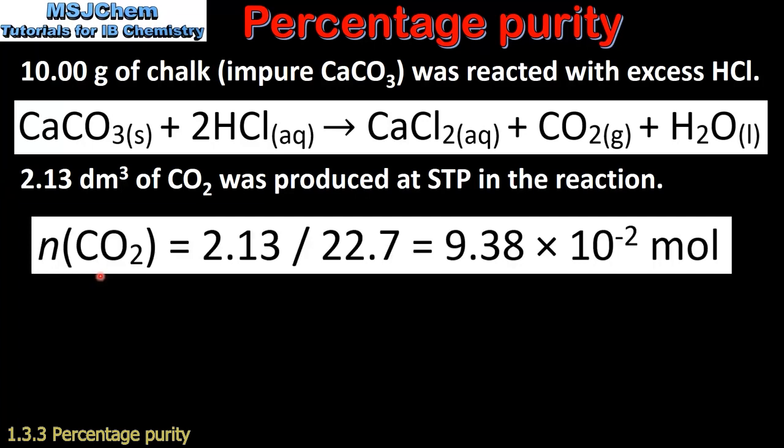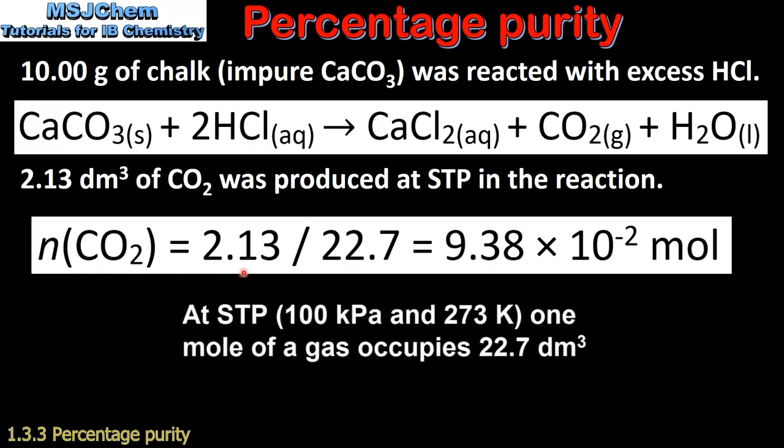The first step is to calculate the amount in moles of carbon dioxide produced in the reaction. So we divide the volume of carbon dioxide produced in the reaction by the molar volume of a gas at STP, which is 22.7 decimeters cubed. This gives us 9.38 times 10 to the negative 2 moles.